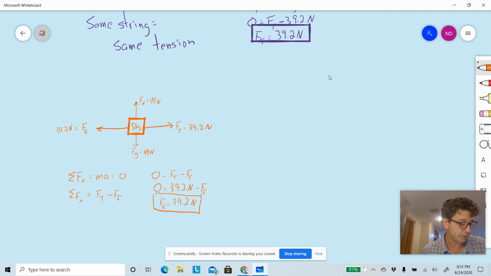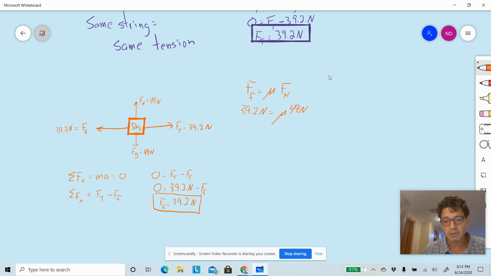Now the next part, last part of the problem is what's the coefficient of friction? The coefficient of friction, the equation for friction. Friction equals mu times the normal force. The force of friction is 39.2 newtons. Mu is what we're asked to solve for, the coefficient of friction. In this case, it's the coefficient of static friction because the box is at rest. And the normal force is 49 newtons.